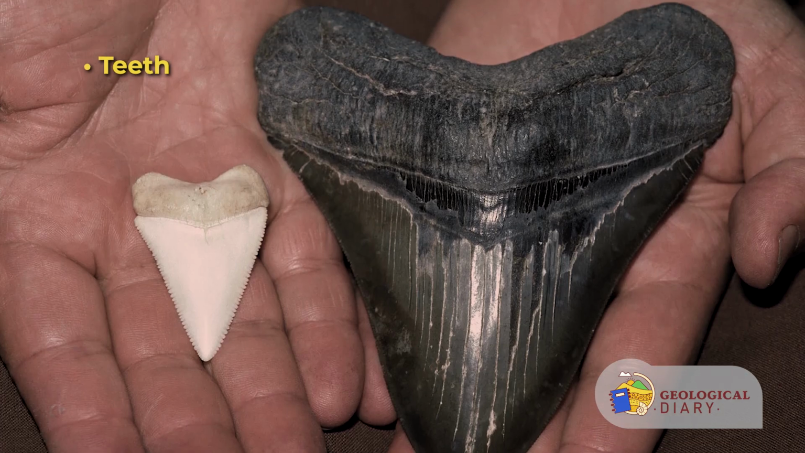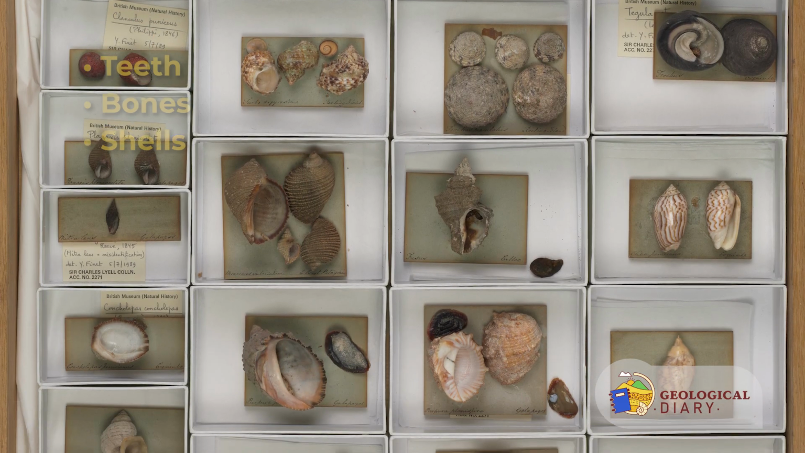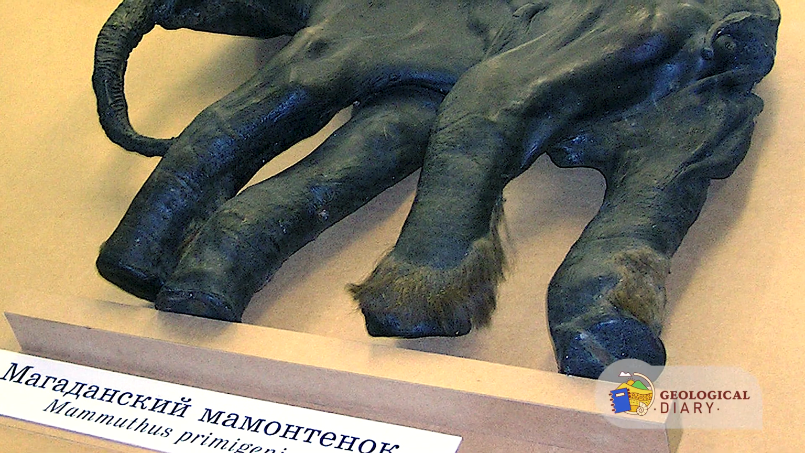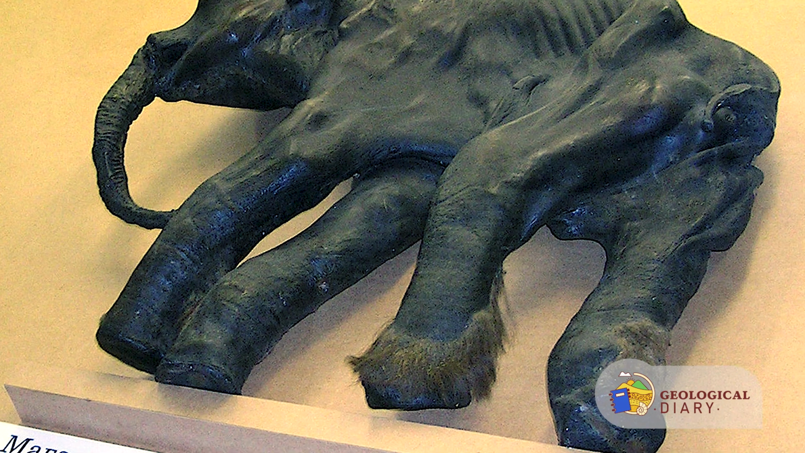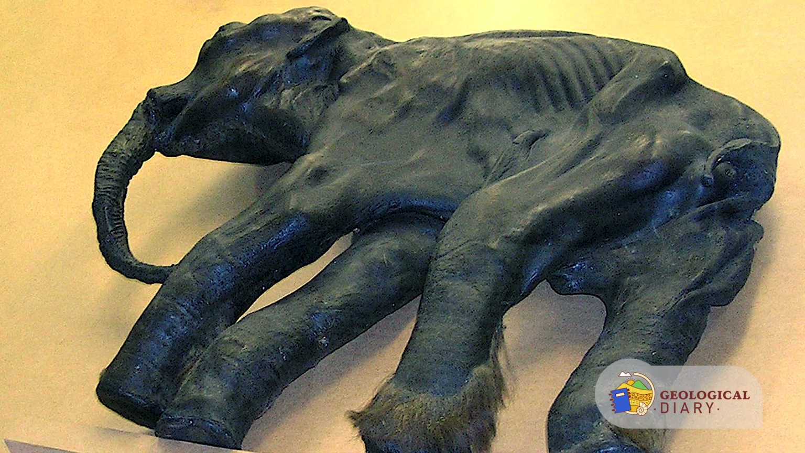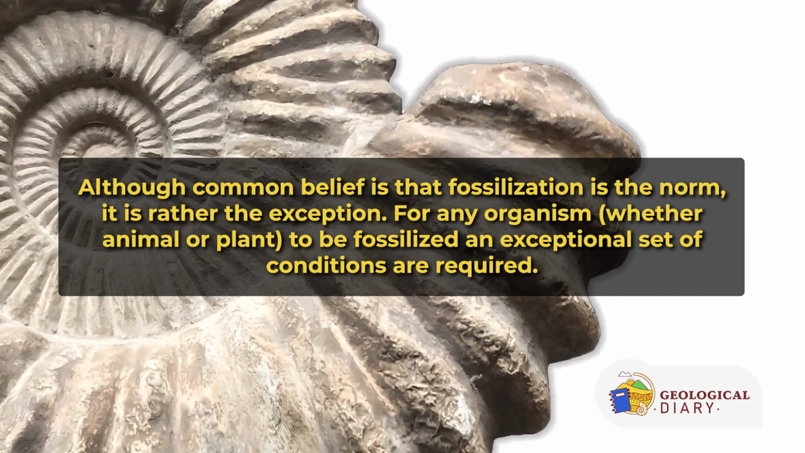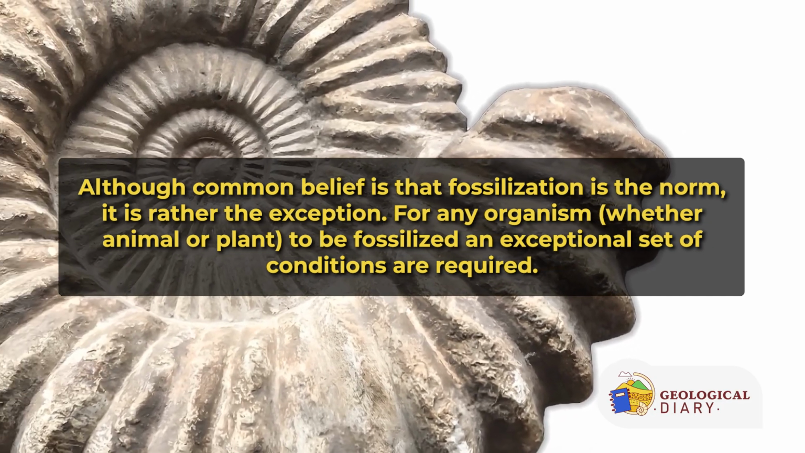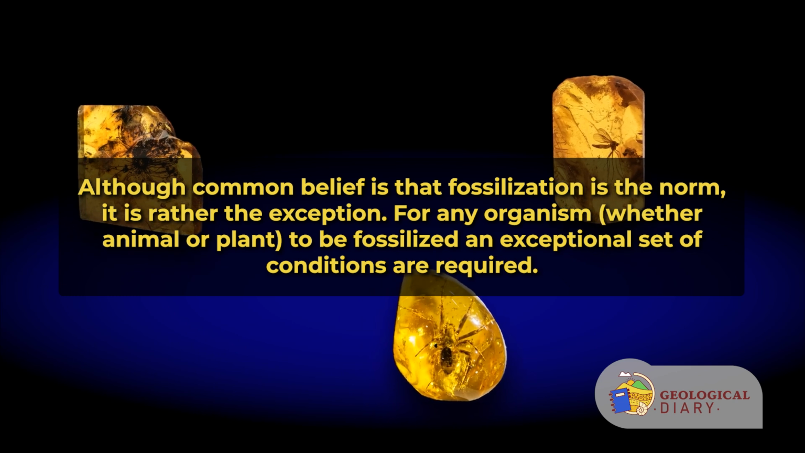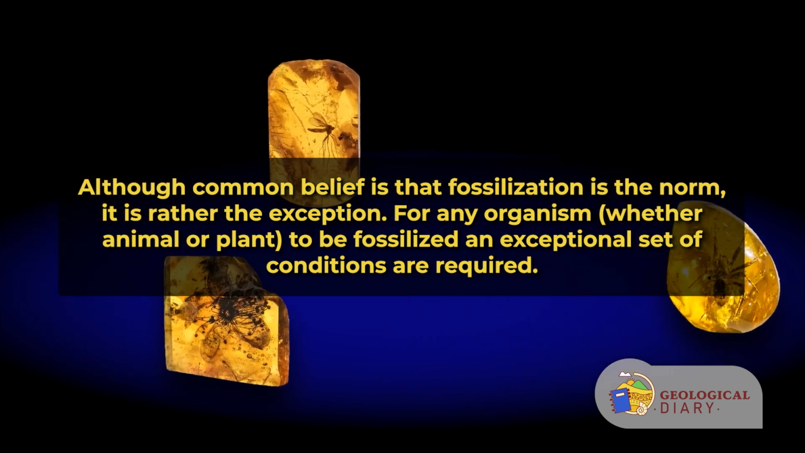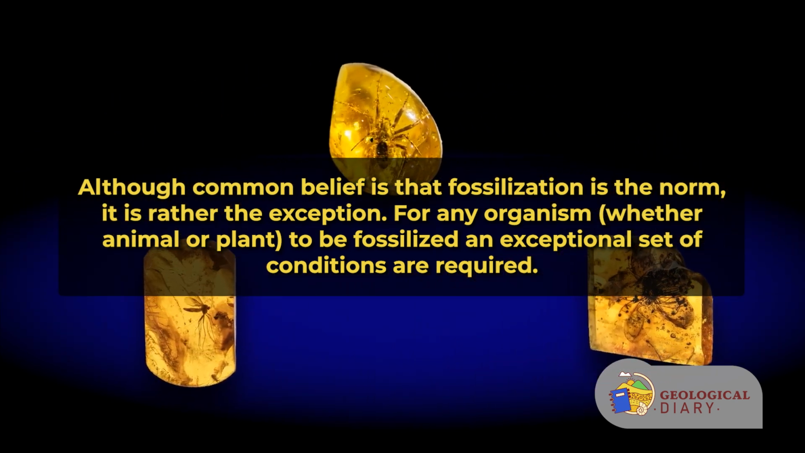Examples of fossils are teeth, bones, and shells that are commonly found in sedimentary successions. In some cases, the conditions of preservation are quite unique to the point that entire animals, including their flesh and internal organs, are preserved. Although the common belief is that fossilization is the norm, it is rather the exception. For any organism, whether animal or plant, to be fossilized, an exceptional set of conditions are required.